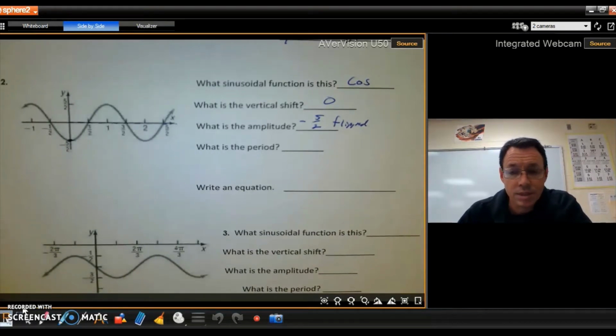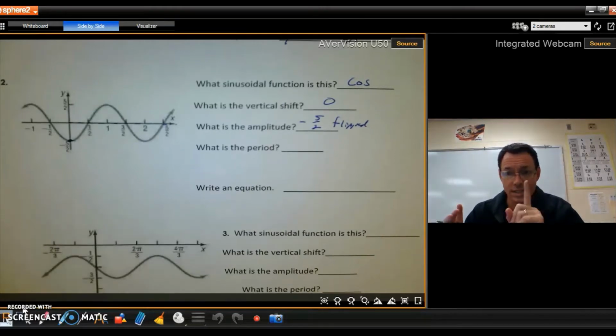Okay, now what's the period? Again, you need to know the width of the graph. One cycle.